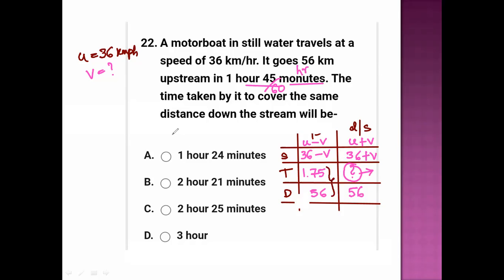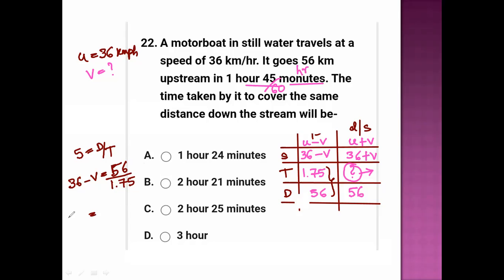We know that speed is equal to distance by time. So what is the speed during the upstream side? I'm taking the upstream case. So 36 minus v is equal to distance 56 divided by 1.75.